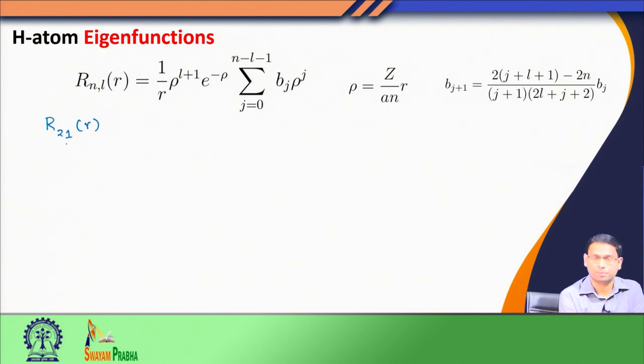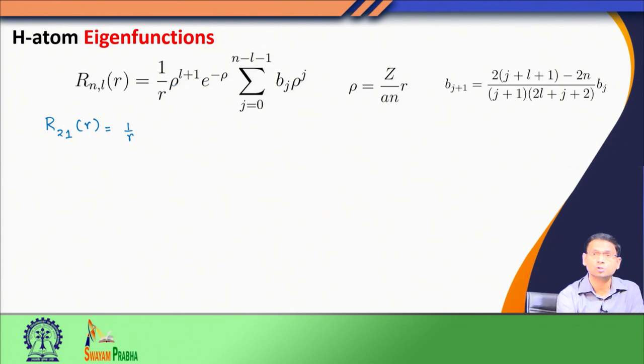This is the 2p orbital, because n, the principal quantum number, is 2, and L, the azimuthal quantum number, is 1. This is the general definition of the radial wave function. You see 1 over r multiplied by rho to the power L plus 1, where rho is the dimensionless coordinate given by this relation, where z is the nuclear charge. In case of the hydrogen atom, it is 1. In case of other hydrogen-like atoms, for example, helium plus or lithium di plus, z will be greater than 1, divided by a n. A is the Bohr's radius, n is again the principal quantum number, multiplied by r. So, this quantity is rho.